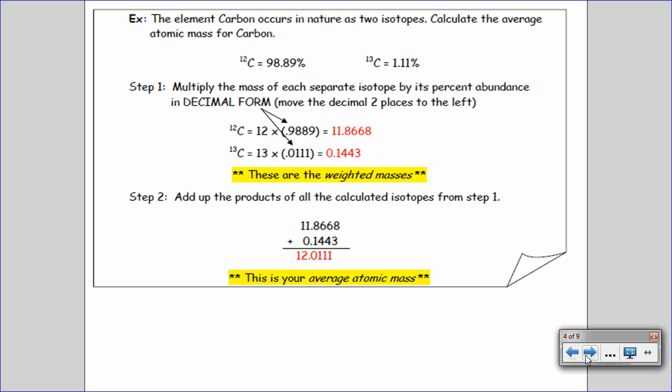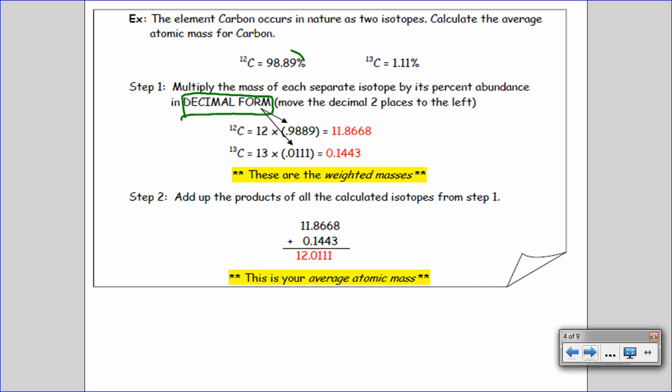So for example, carbon, as I mentioned in our lead-in, has an abundance for carbon-12 of 98.89, and carbon-13 is 1.11. Let's take those numbers and turn it into the average atomic mass calculation, the percent abundance. So step 1, you take the mass of each separate isotope by its percent abundance in the decimal form. Do not screw that up.